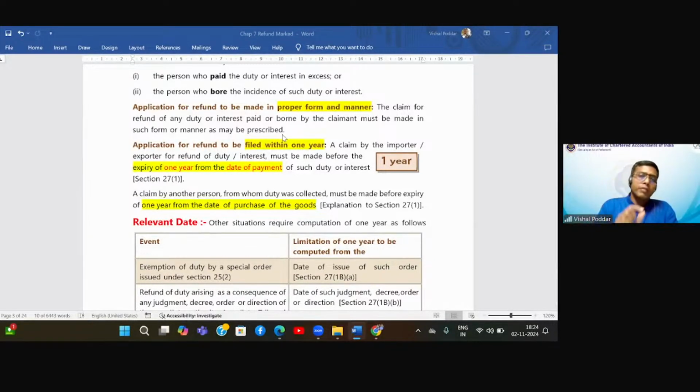Now, for refund, since you are demanding a benefit, please understand students. Sorry, there was a loud noise of crackers. So I was saying, since refund is a benefit that you are demanding from the government, it is even more important that you file the refund application in the correct form and also within the correct time limit.